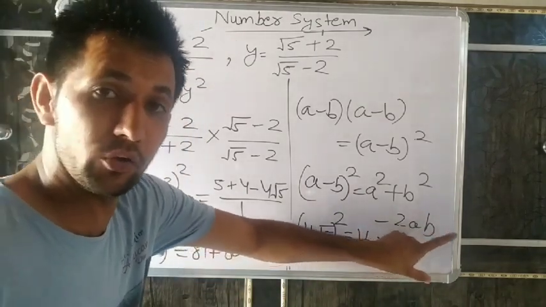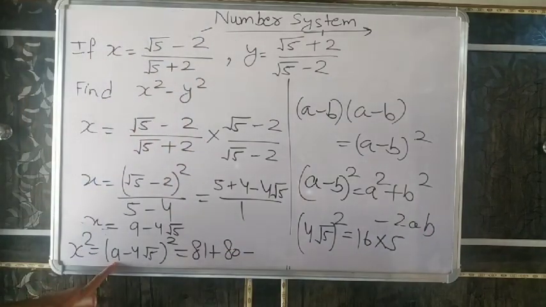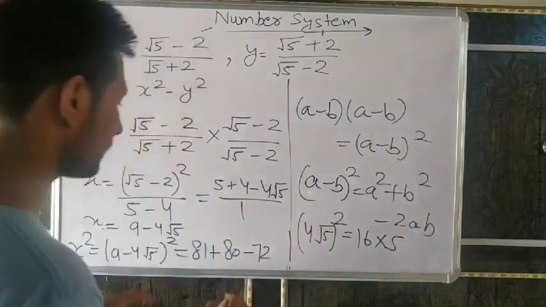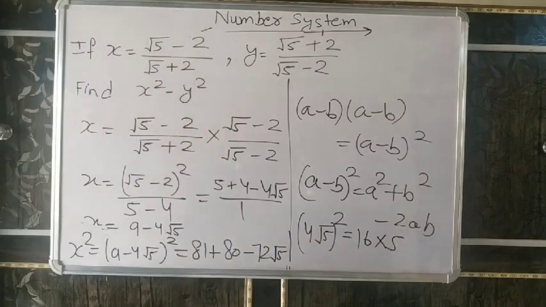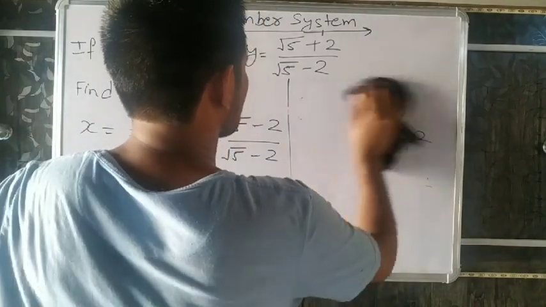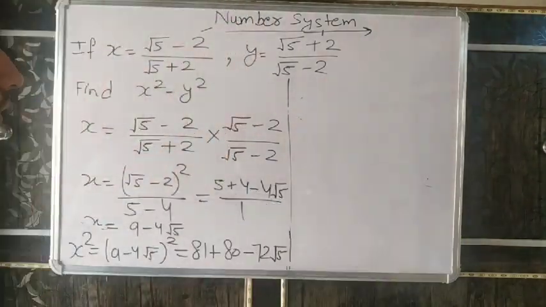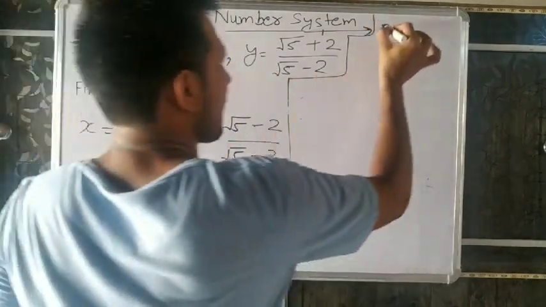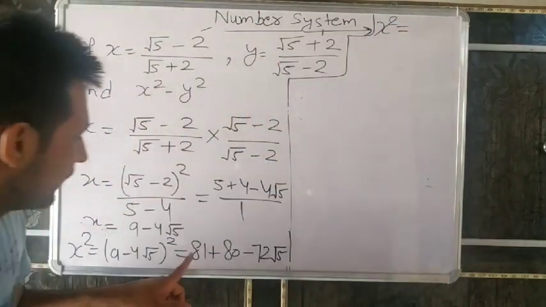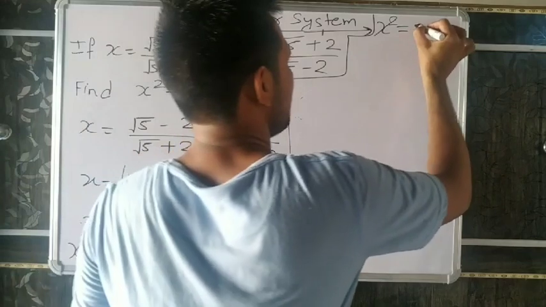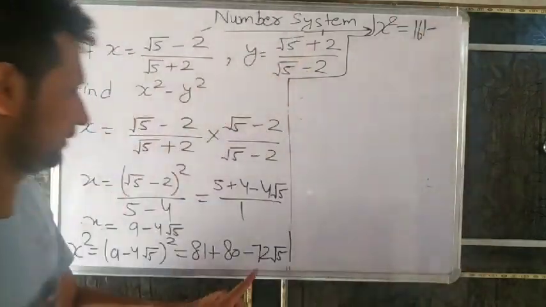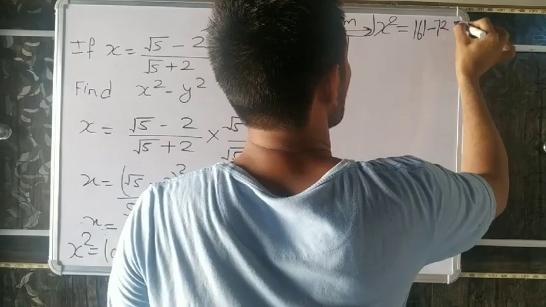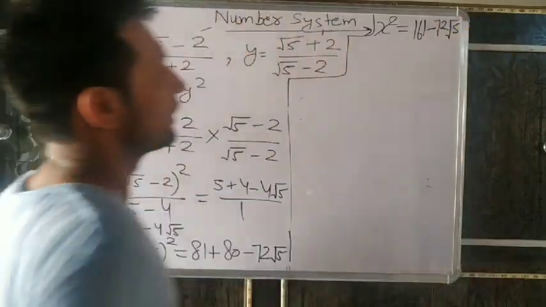Minus 2ab: 2 into first number into second number. So 2 into 9 is 18, 18 into 4 is 72 root 5. Do you understand? So it is the x square value. What is 81 plus 80? So x square equals 161 minus 72 root 5. Do you understand?